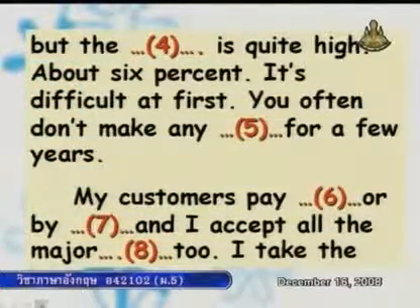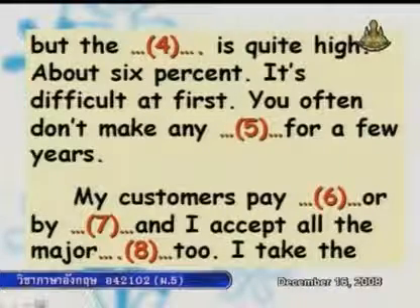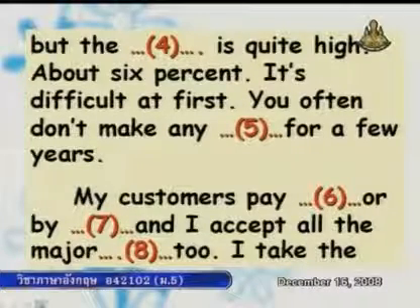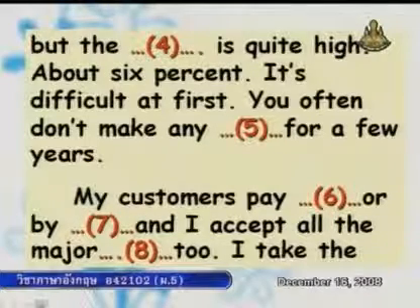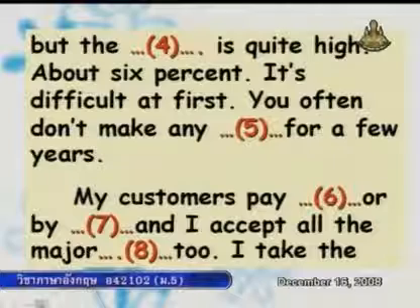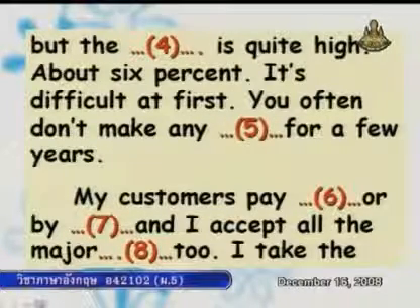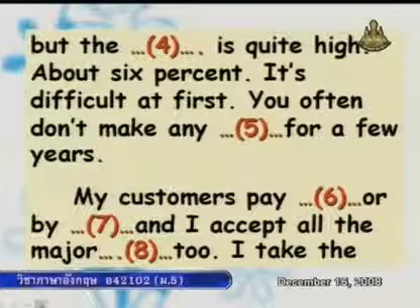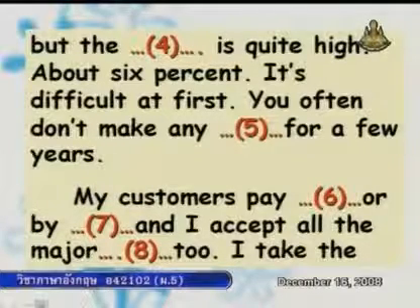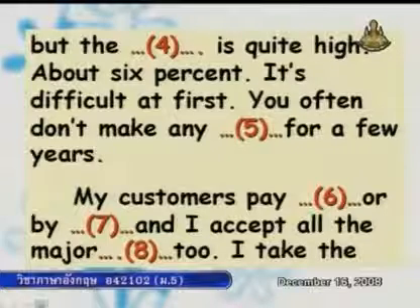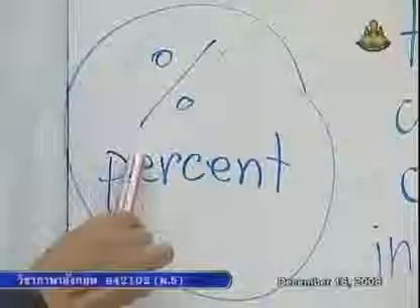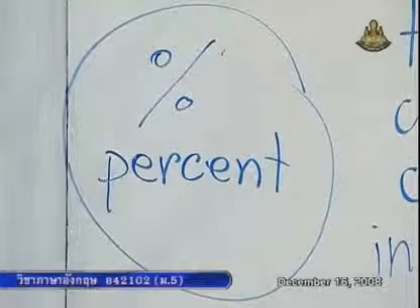And next, who can read? Swanee, can you help me to read it out loud? But the interest is quite high, about 6%. Do you know percent? This is percent. In English, we pronounce p-e-r-c-e-n-t, percent. You see this symbol and aren't sure what it is? Do you know how to pronounce it? Percent, okay, percent, good.